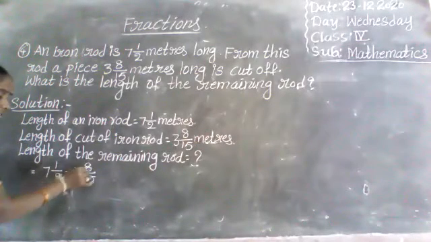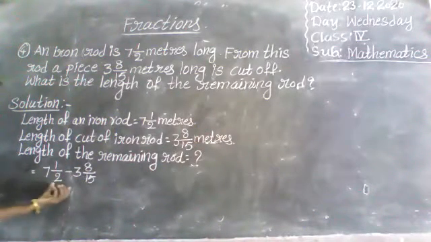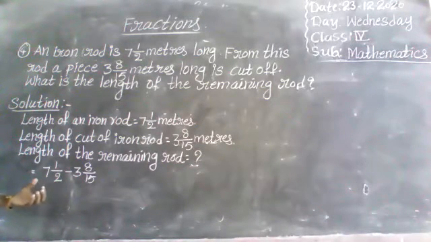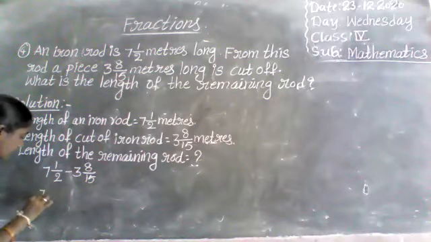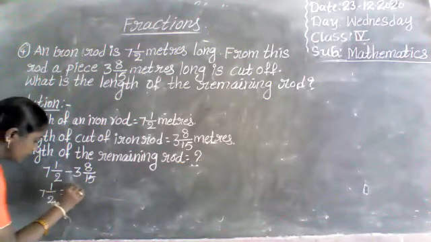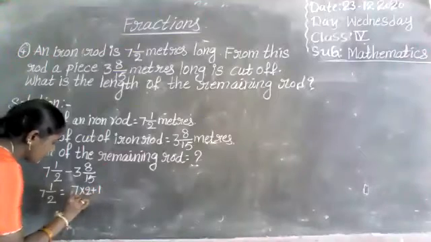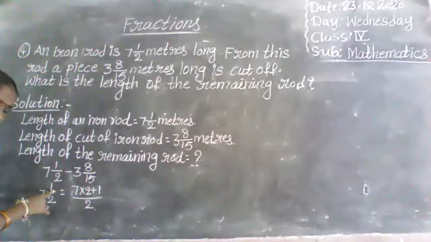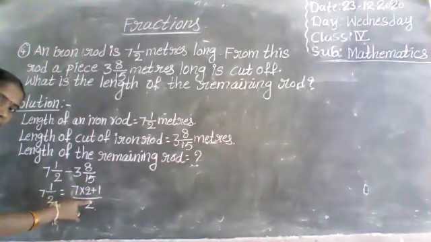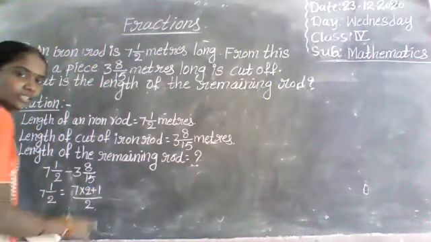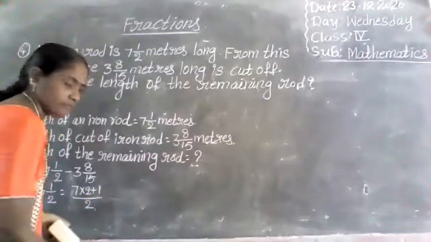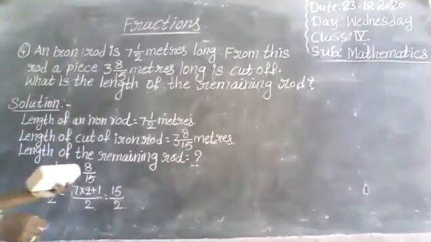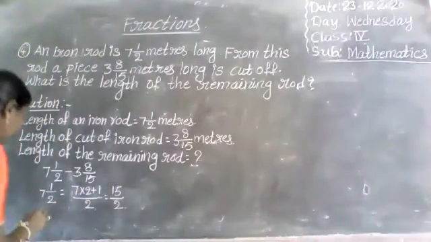Seven whole 1/2 minus 3 whole 8/15. First, these fractions are mixed fractions. Change into improper fraction. 7 whole 1/2 equals 7 into 2 plus 1 over 2: whole number into denominator plus numerator. 7 2s are 14, 14 plus 1, 15. Very good, Vignesh. 15/2.